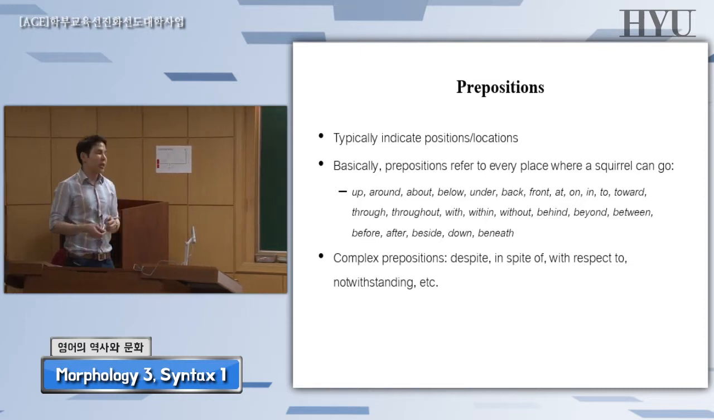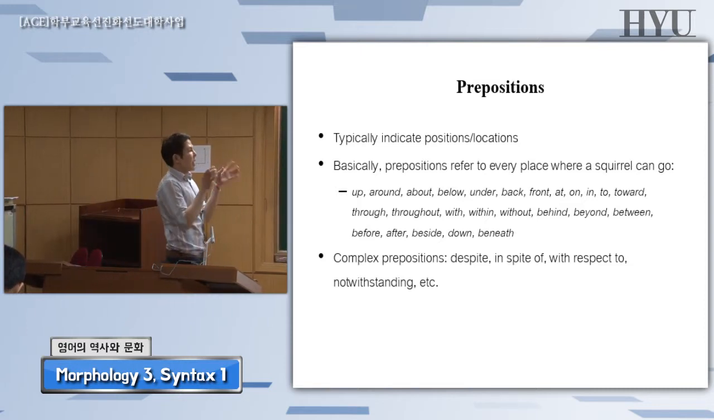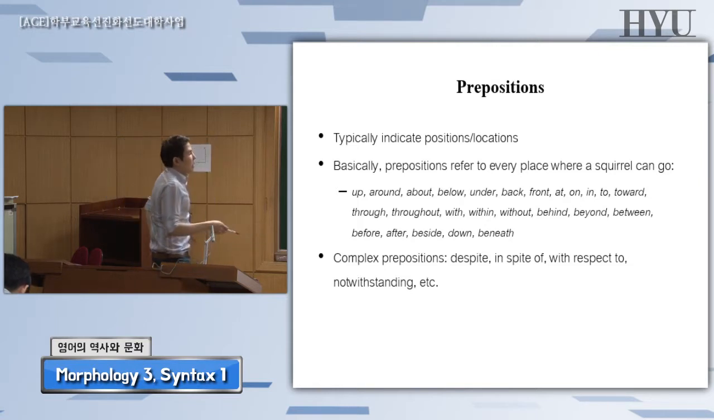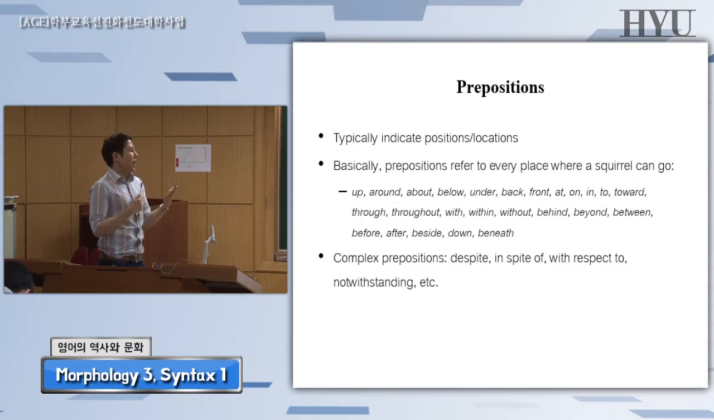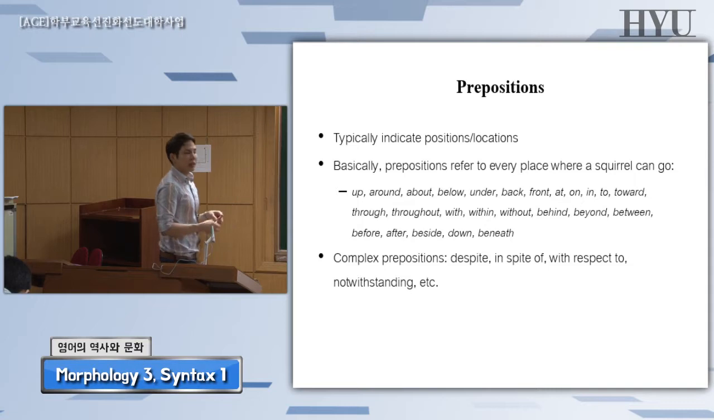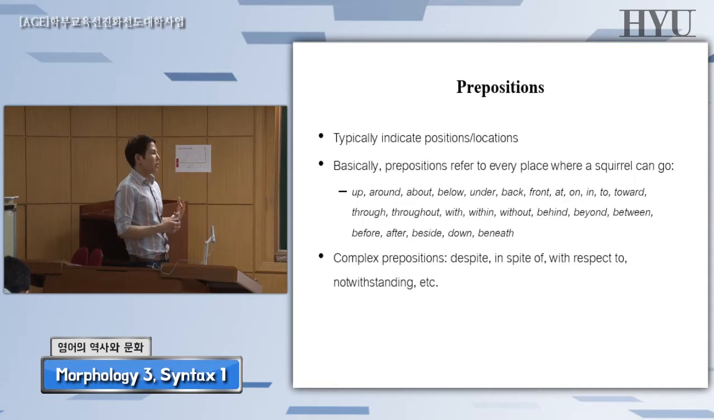Prepositions indicate positions or locations. So they indicate some spatial, physical relationship between two nouns, right? And things like up, around, about, below, under, back, front, at, on, in, toward, all of these are prepositions, okay? And they are perhaps one-syllable words or maybe at most two-syllable words, right? And these are what we call simple prepositions. And there are also complex prepositions like despite, in spite of, with respect to, notwithstanding.